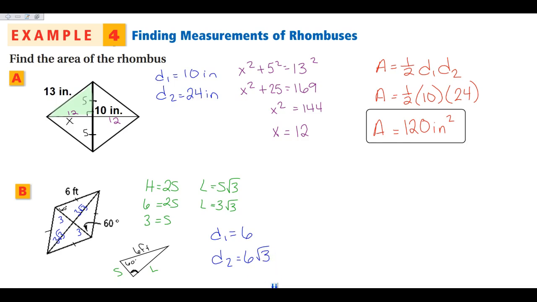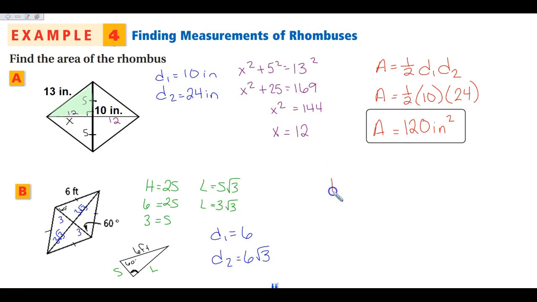Okay, so again, we are still using those special right triangle formulas. They are not going away. They are not going to go away for the rest of the year, okay? So it's really important that you understand how to work these problems.